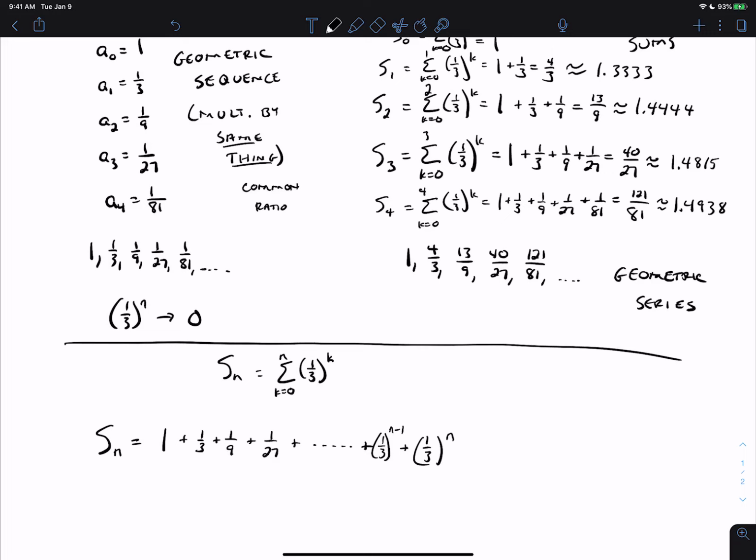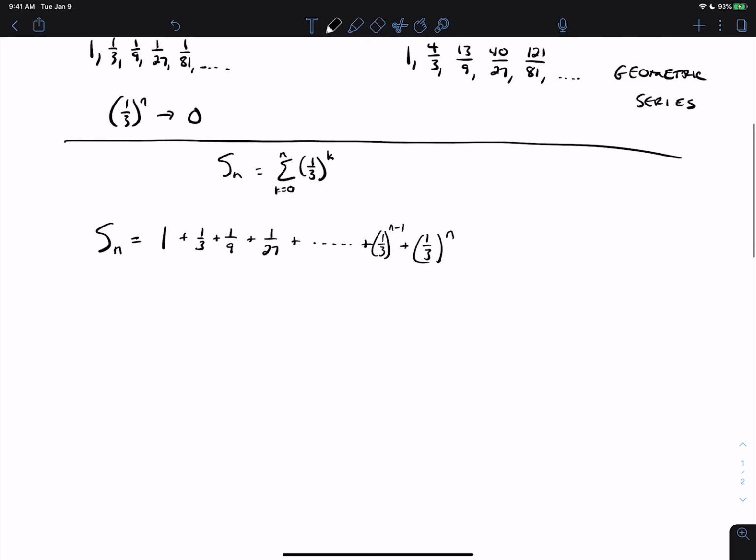And so here the common ratio is 1/3, and the technique that works on this to come up with a formula is to multiply both sides by the common ratio. So if I do that on the left, 1/3 times Sn, you just write as 1/3 Sn. If I do that on the right, the 1/3 distributes, and so 1/3 times 1 is 1/3.